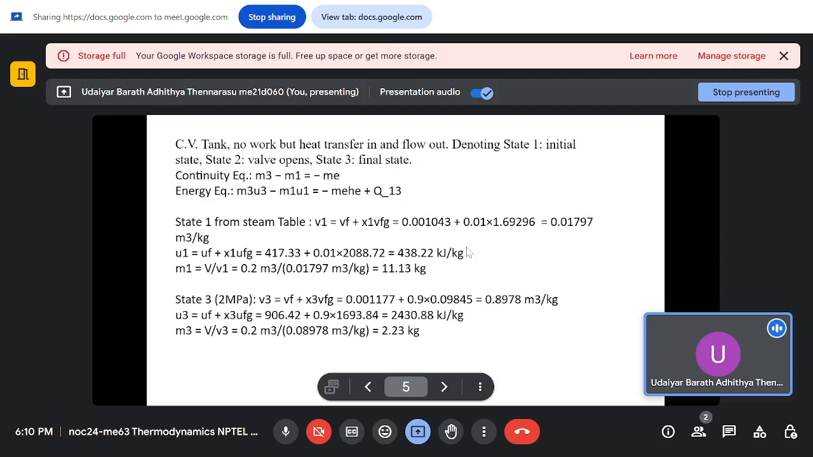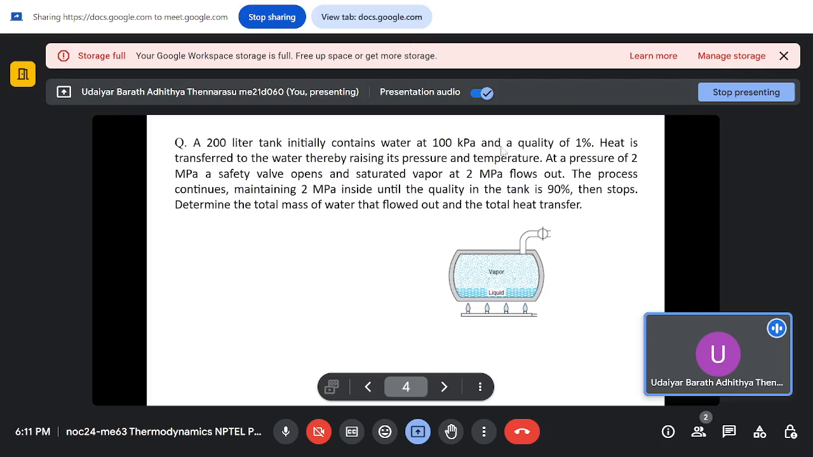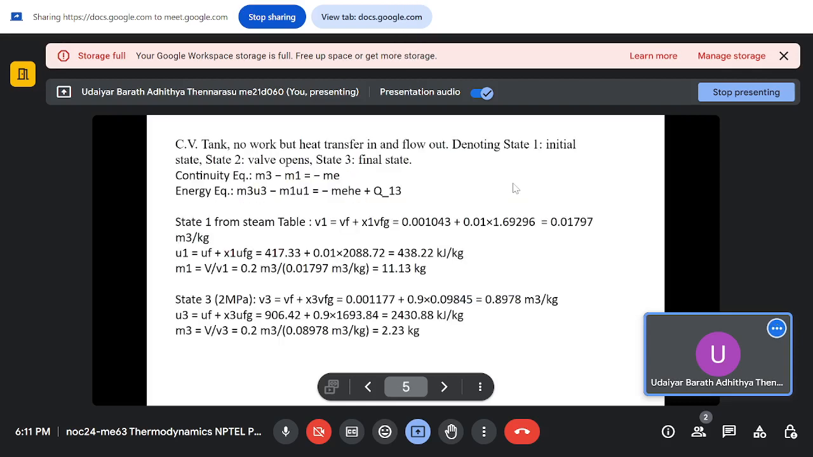So now the control volume is across your tank. If you see, there is no work transfer, but there is heat transfer. So assuming initially state 1, which is the initial state where the valve was closed, then state 2 when the valve was open, and state 3, the final state, when your vapor fraction is 90% and your pressure is 2 megapascal. So those are the state points.